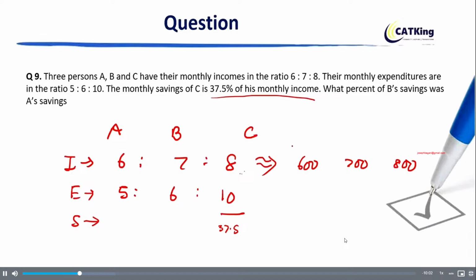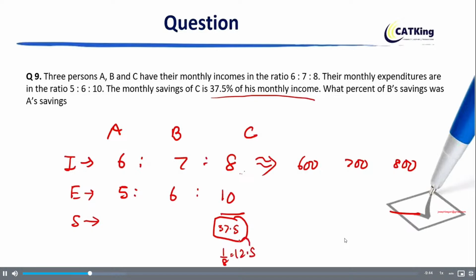I have given values to this, right? Okay. Now, if this is 600 and I know that savings is 37.5% of his income. First of all, what is 37.5, guys? I hope you all know how to calculate this into fractions. What is 1 by 8? 1 by 8 is 12.5.